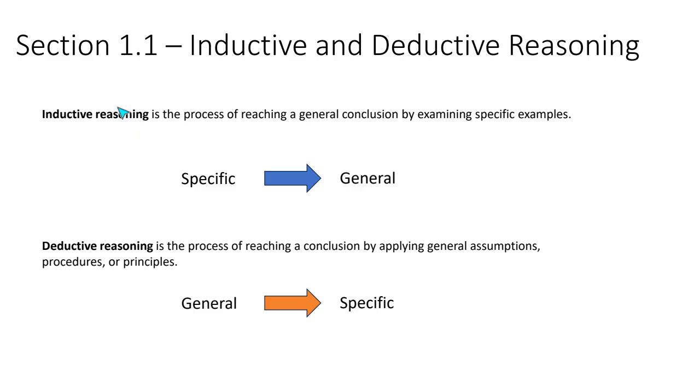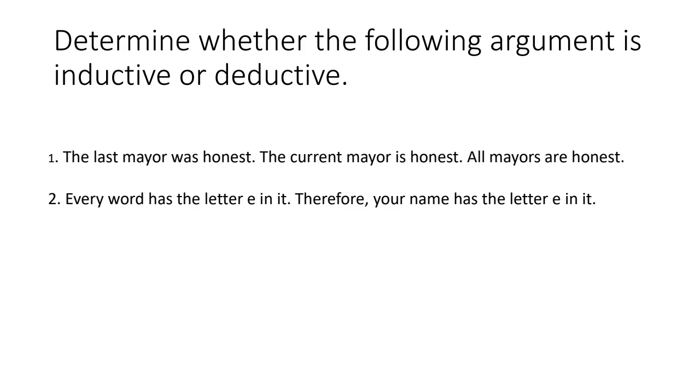For inductive reasoning, what's happening is you're going from something specific to making a general statement. And in deductive reasoning, you're going from general to specific. So we'll do a couple of examples. It says determine whether the following argument is inductive or deductive. The first one says the last mayor was honest. The current mayor is honest. Therefore, all mayors are honest.